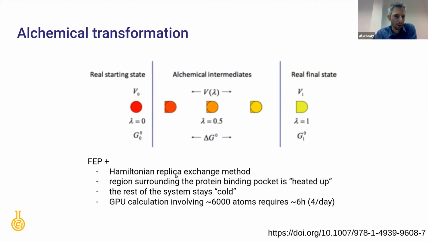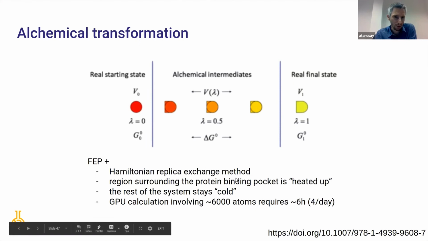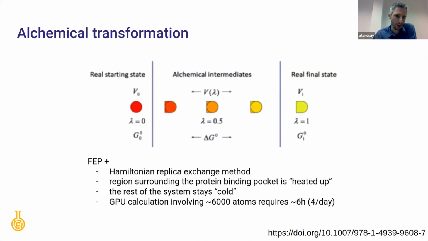One method, FEP+, is from Schrödinger, applying the OPLS 2 force field, and uses a Hamiltonian replica exchange method in a special way. Since the sampling will be a problem here, the protein binding pocket is heated up, the rest of the system stays cold, and they programmed it in a way that GPU processors can be used, and a system of 6K atoms can be simulated within 6 hours. So four steps can be done in a day.